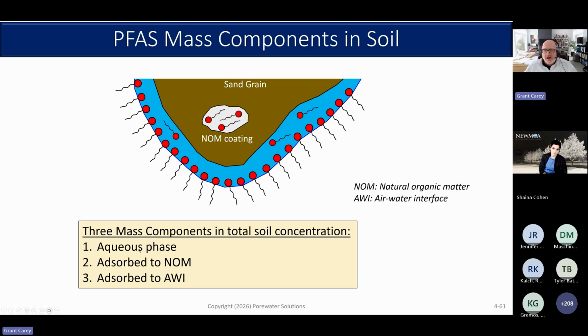Now for PFOS, when you have low water saturation, like in the top part of a vadose zone, a lot of that PFAS is at the air-water interface, and a lot less will be absorbed to natural organic matter or in the pore water phase. The shorter chain compounds like PFBA really don't absorb well to the air-water interface. You're going to find a lot more of their mass in the pore water, with a little bit absorbed to the natural organic matter.